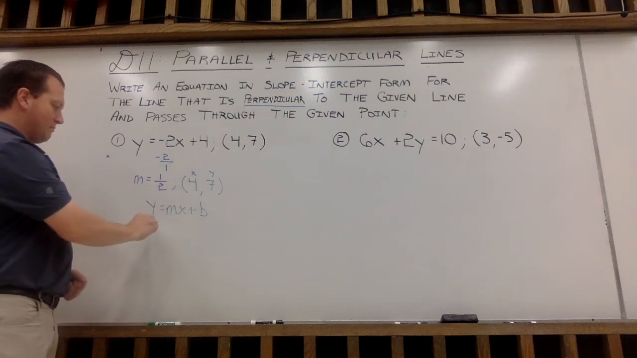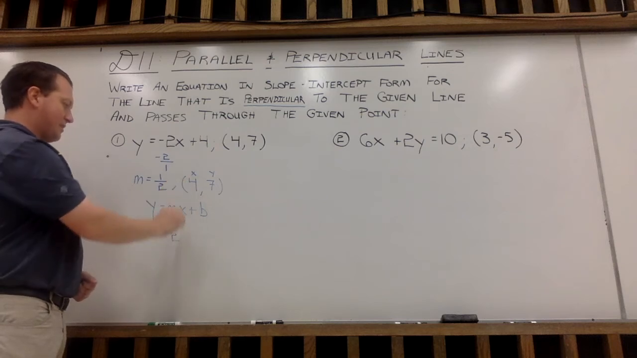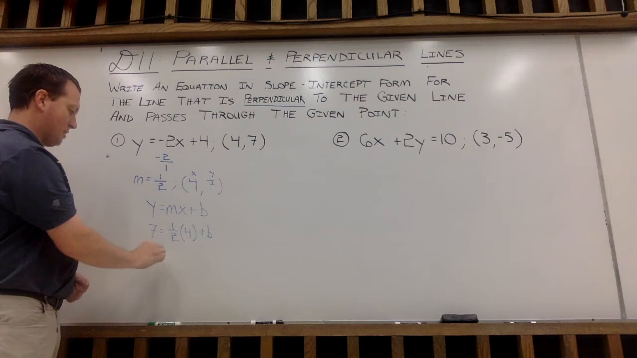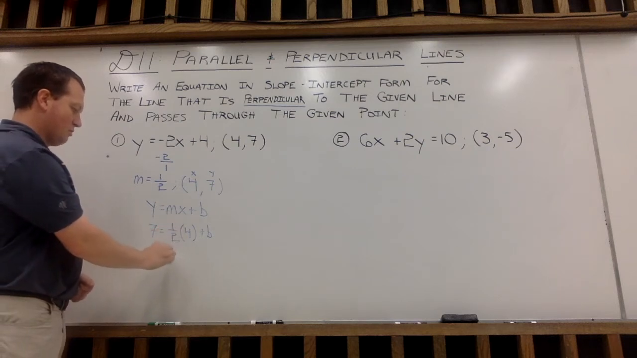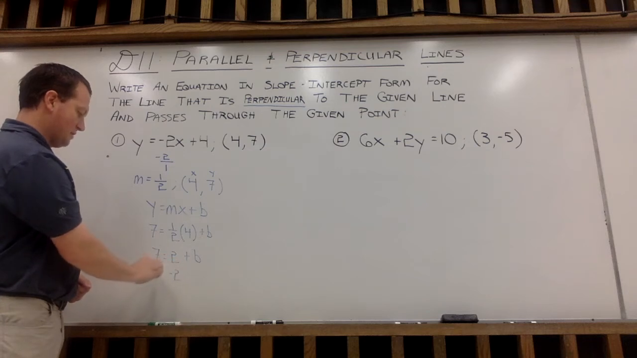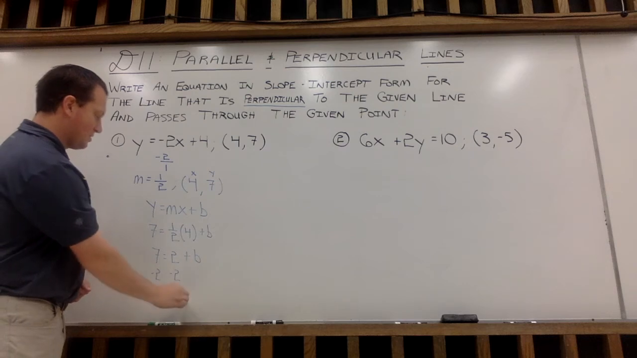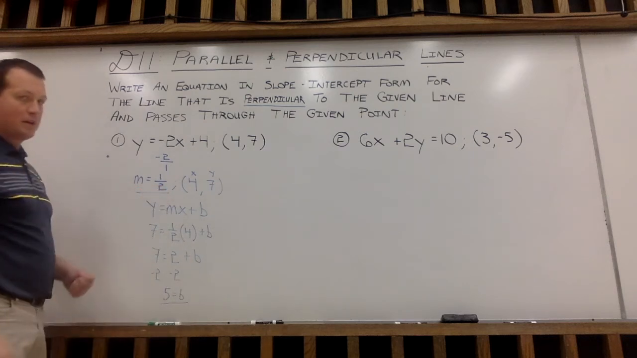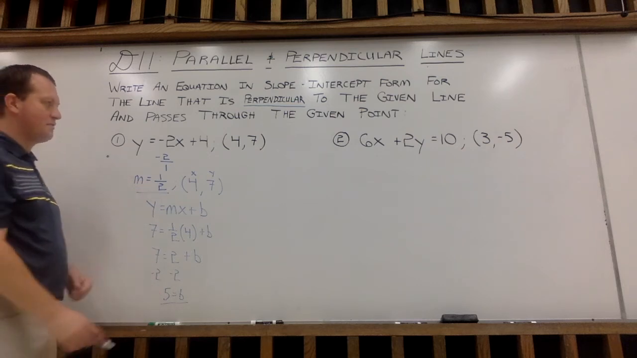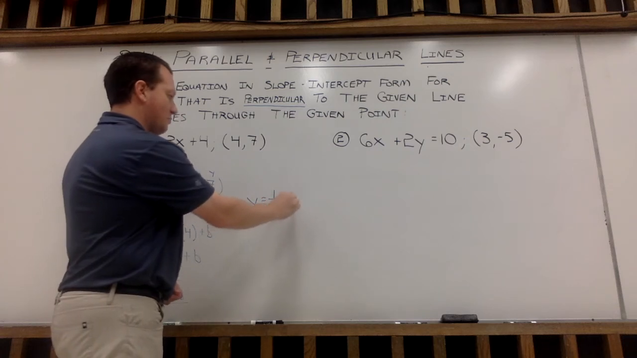So y is 7, m is 1/2, x is 4, plus b. So I'll multiply. 1/2 of 4 is 2, plus b. To get b alone, I'll subtract 2 from both sides. 7 minus 2, b, the y-intercept is 5. So my full equation, opposite reciprocal slope, m is 1/2, b is 5, is going to be y equals 1/2 x plus 5.